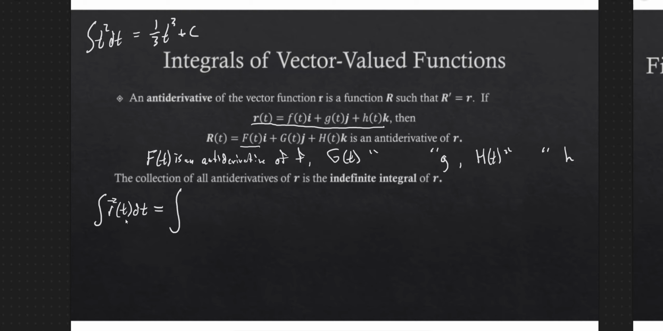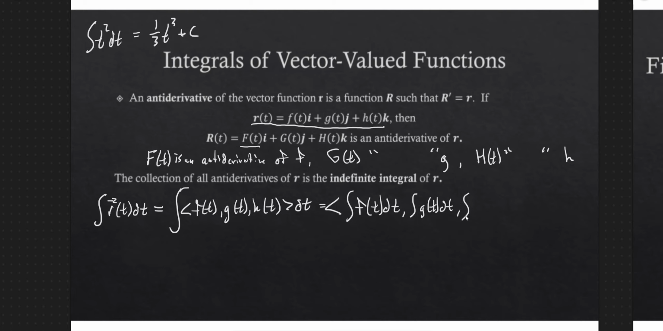Right, it looks like this. So here I'm evaluating this. r of t is this combination, so I'll write it like this: f of t, g of t, h of t, or I could write it with the i, j, and k. As we know, it doesn't really matter. I'll write it like this. And so what this is telling us is that I can distribute this indefinite integral into each one of these: the integral of f of t dt, then the integral of g of t dt, and the integral of h of t dt.